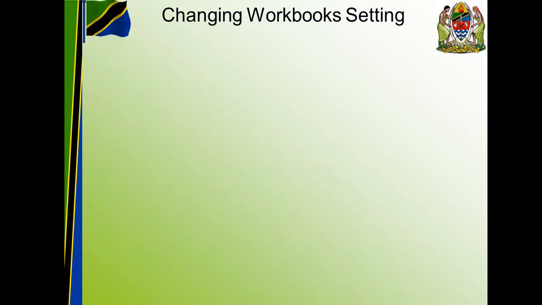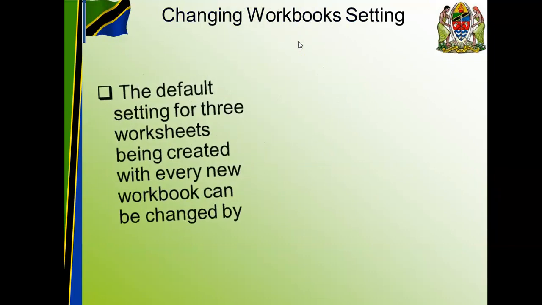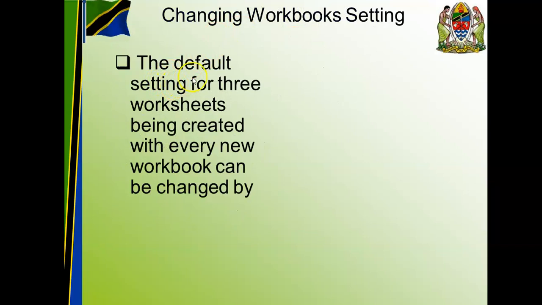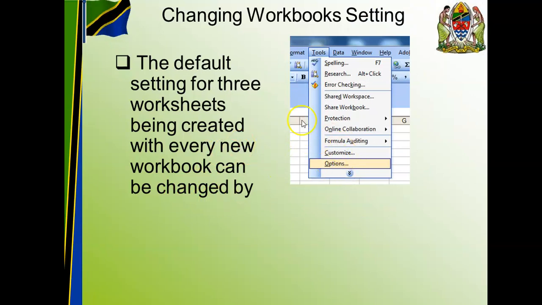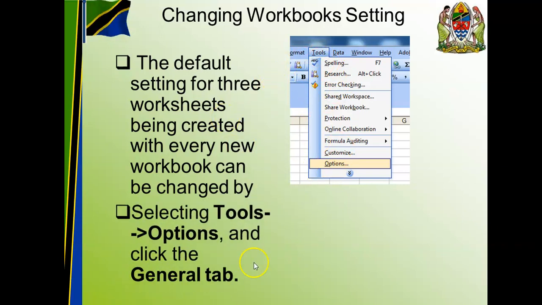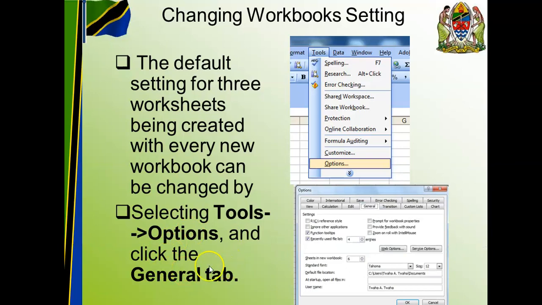So what do you do when you want to change the workbook setting? The default setting of 3 worksheets being created with every new workbook can be changed. You can change it by going to File, then Option, then the General tab, and then indicate the number of sheets you want.